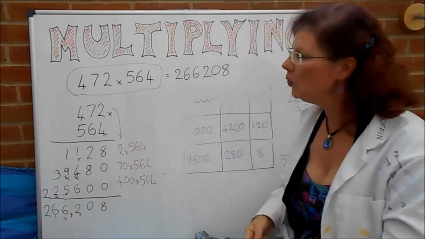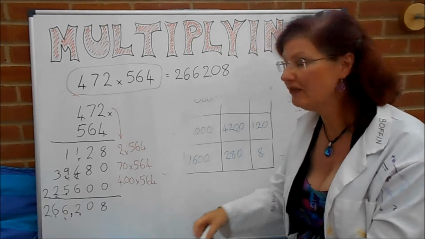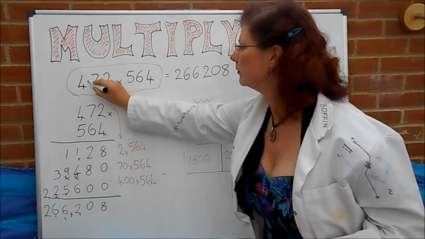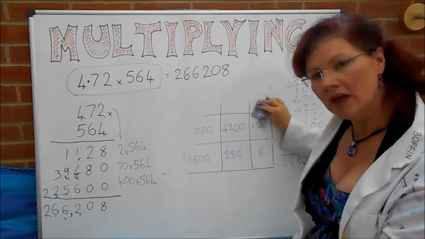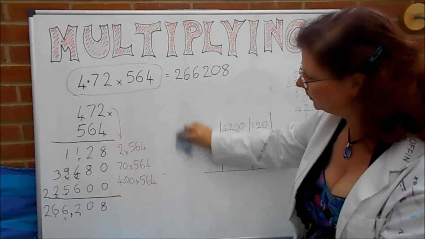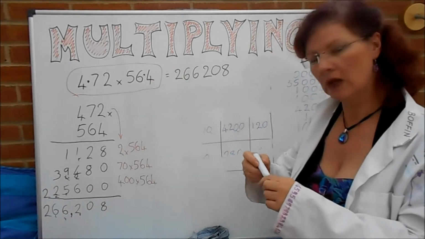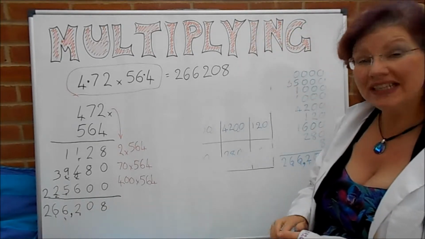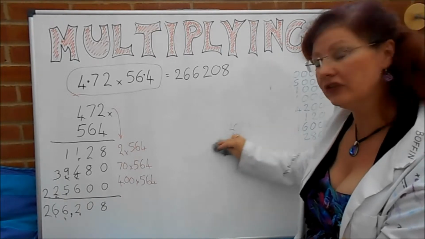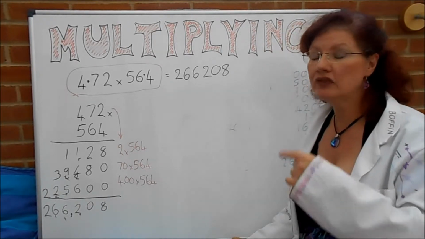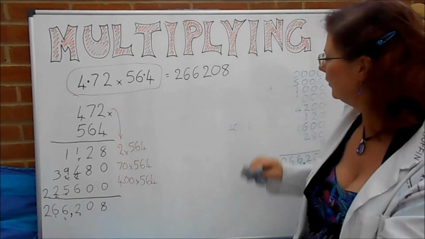But what if it were not 472, but 4.72? And what if it were not 564, but let's say 56.4? There was a decimal in it. What would be the answer then? Well, the digits are going to be exactly the same. When you multiply a 4 by a 6, you're always going to get a 24. And if it's a 40 by a 60, it's still a 24. You just got some extra noughts in it. And it works the same with decimals as well.